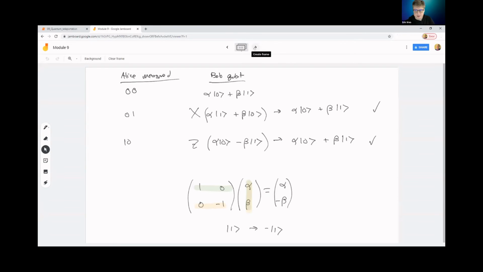Yeah, so we'll get to that in a second. But effectively, if you wanted to do 2 qubits at once, you would need another Bell pair.